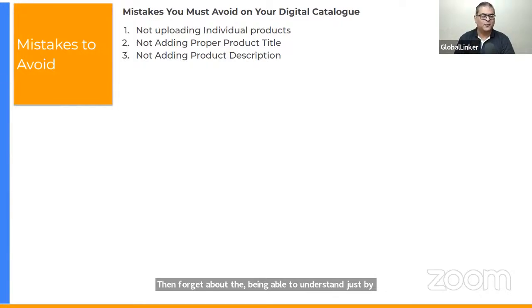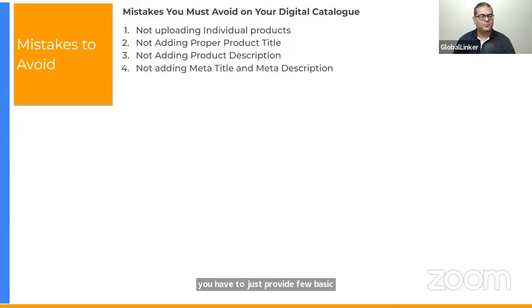You should add a product description. And again, now you don't have an excuse. You have AI tools which can do this creation very effectively with all the proper keywords. You have to just provide a few basic instructions. Not adding meta title and description.